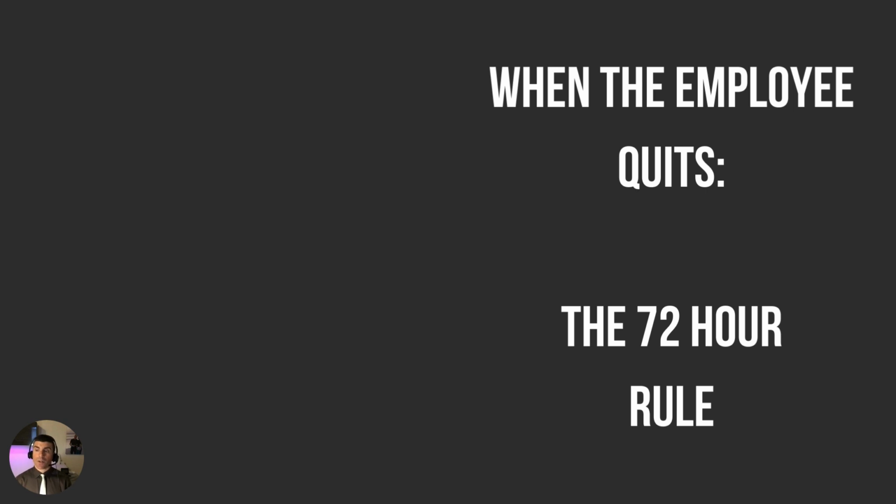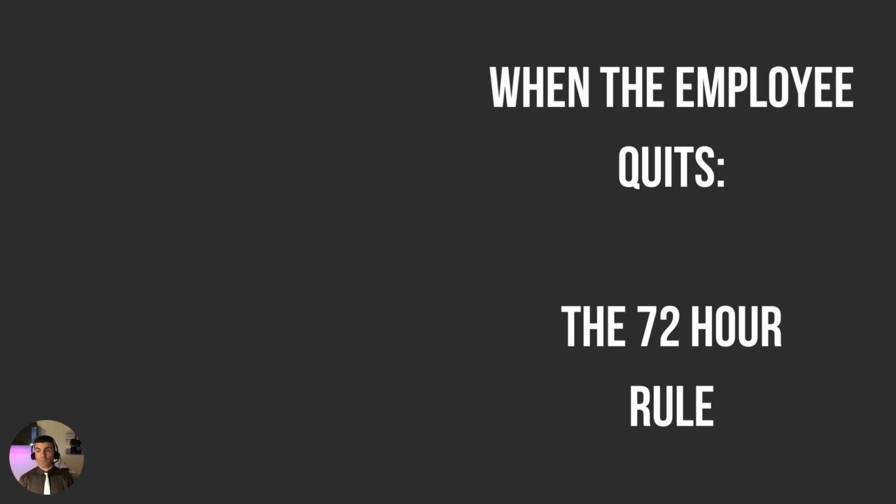So, under California Labor Code, Section 202, when an employee provides at least 72 hours notice prior to quitting, then the employer must pay all wages and earned vacation owed on the final day of work. So it's as if the employer is terminating the employment for the sake of this timeline. If the employee gives at least 72 hours, basically 3 days, and that's not 3 business days, that's not 72 hours on your business calendar, that's 72-hour calendar days. And don't add extra time for holidays or weekends.